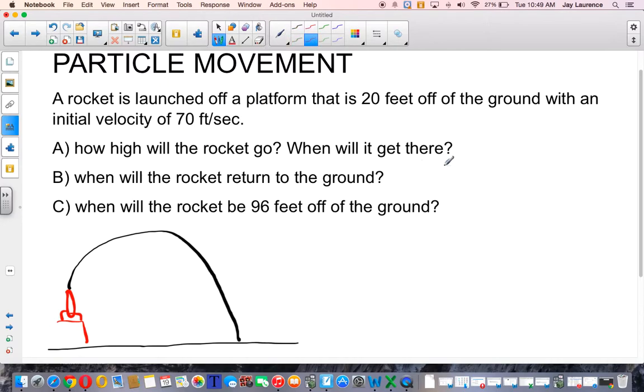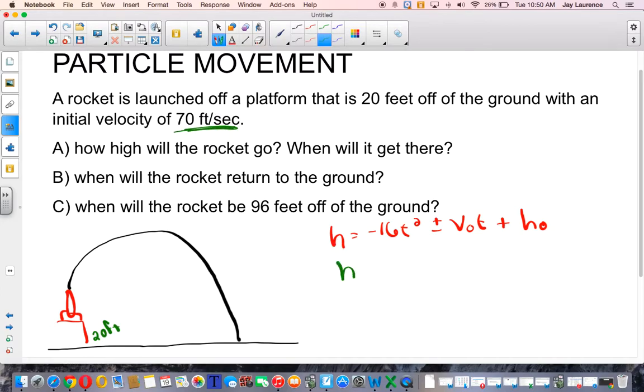Well, let's first of all get our equation going here. We know h equals negative 16t squared, plus or minus v sub o t, plus h sub o, right? Where t is time, v sub o is your original velocity, h sub o is your original height, and your h is your ending height. So let's see, this is 20 feet here. We know the initial velocity is right there.